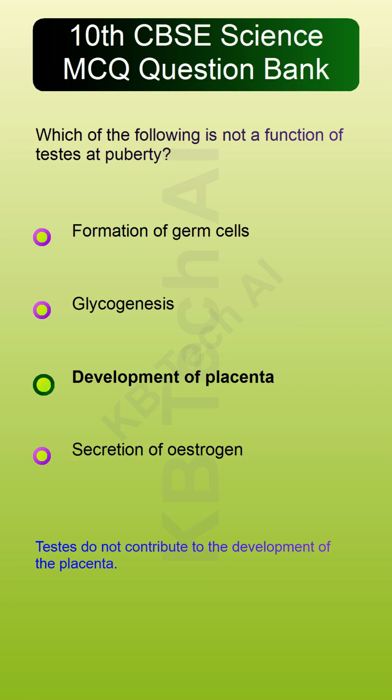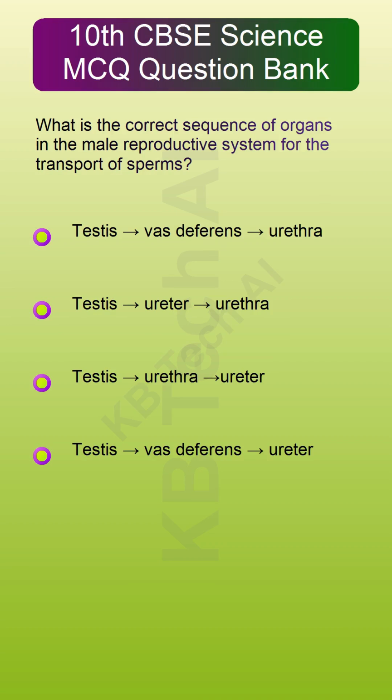The answer is, option 3, development of placenta. What is the correct sequence of organs in the male reproductive system for the transport of sperms? Option 1, testis gives vas deferens gives urethra. Option 2, testis gives ureter gives urethra. Option 3, testis gives urethra gives ureter. Option 4, testis gives vas deferens gives ureter.